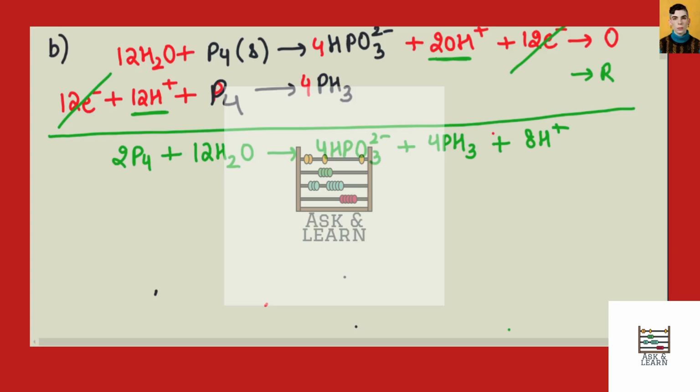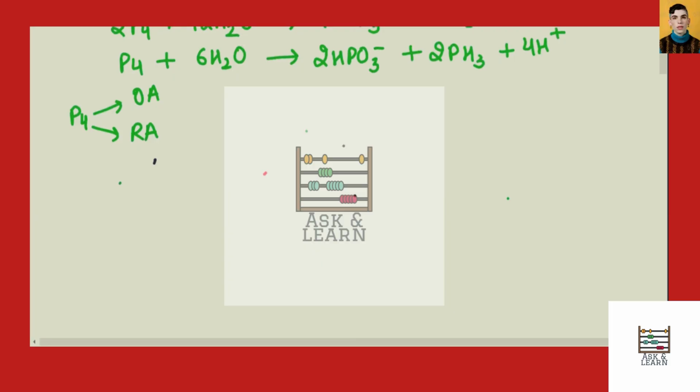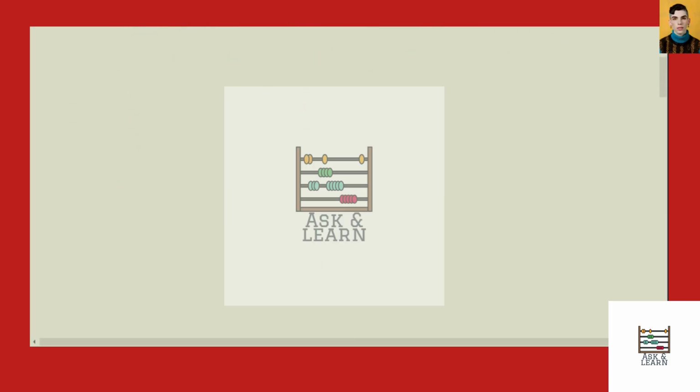Okay, and now we can simplify the equation. So we divide the whole equation by 2. So it will come out to be P4 plus 6H2O, giving us 2HPO3 2- and 2PH3 and 4H+. Okay, and now we have to decide which one is the oxidizing agent and which one is the reducing agent. So P4 here is getting oxidized as well as reduced, so P4 is the oxidizing agent as well as the reducing agent. So this is part B, and now we go to part C.